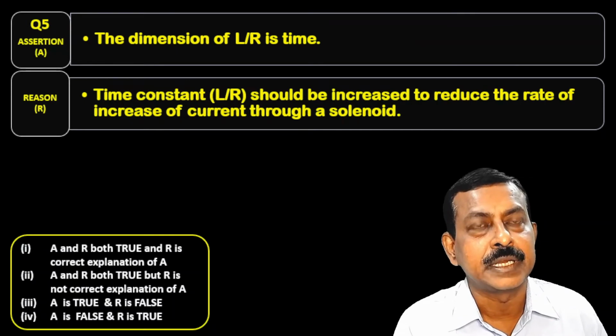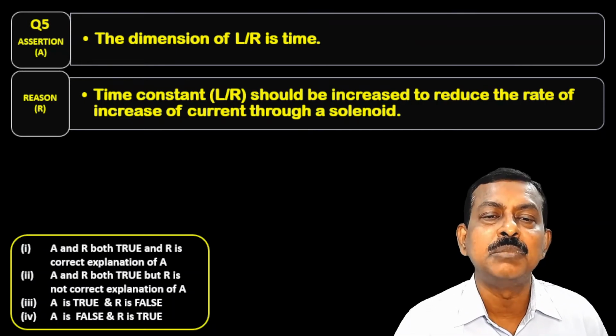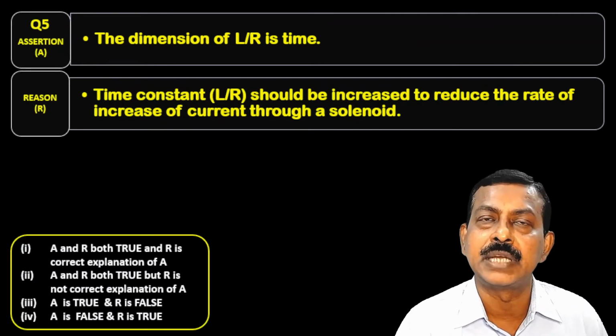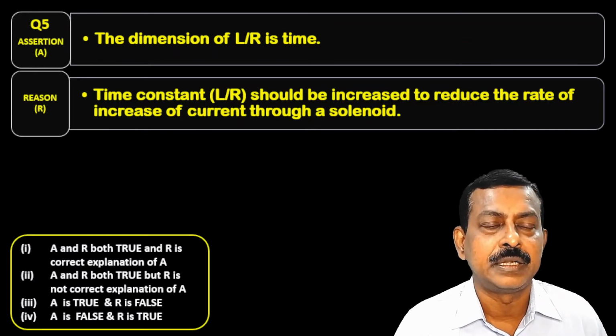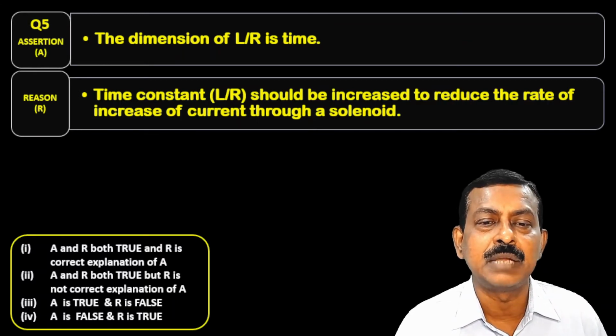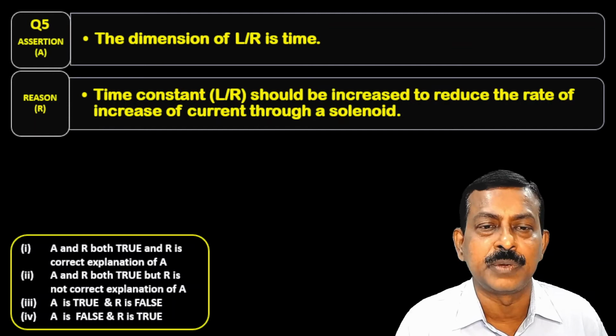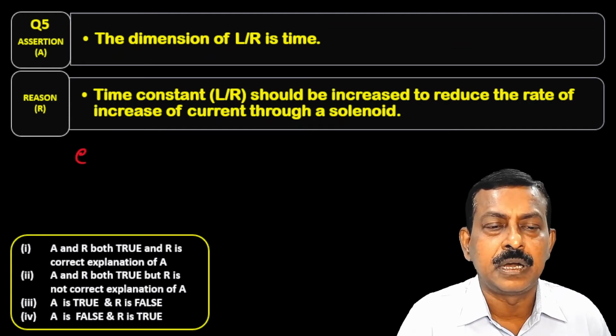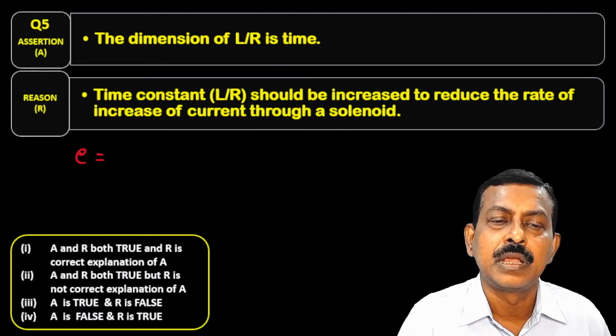Let's now take the next question. The dimension of L by R is time. And the reason given is that the time constant should be increased to reduce the rate of increase of current through a solenoid. Let's take the relation E is L di by dt.